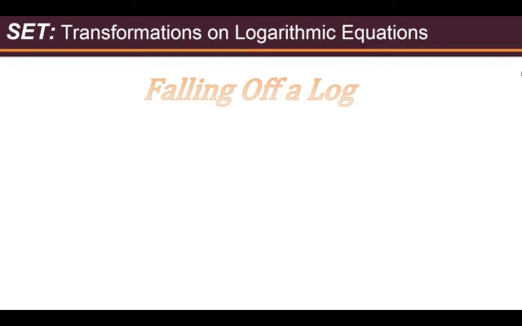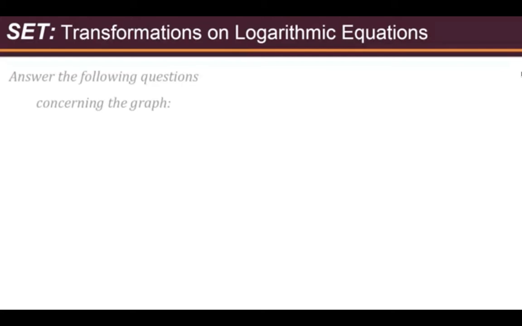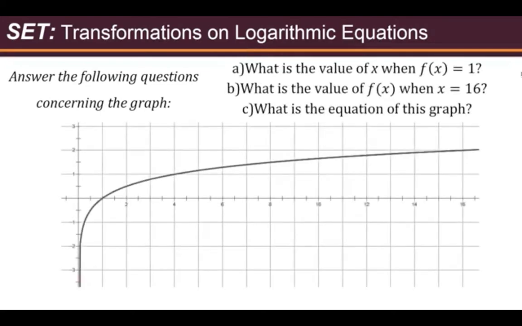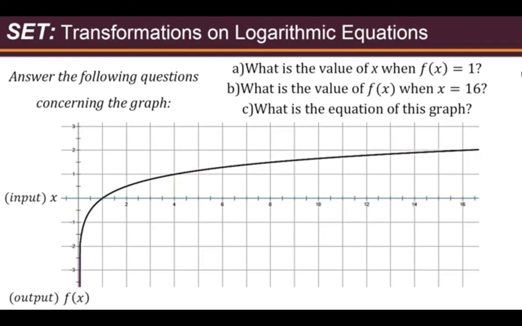When identifying information about the graph, it is important to remember function notation. For example, answer the questions concerning the following graph. What is the value of x when f of x equals 1? What is the value of f of x when x equals 16? And what is the equation of this graph? Remember that x is the input of the function and f of x is the output. Since the input lies on the x-axis and the output lies on the y-axis, we can use this to help us read the graph and determine the desired values.